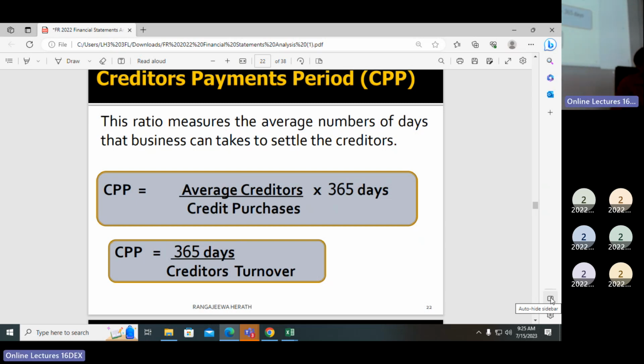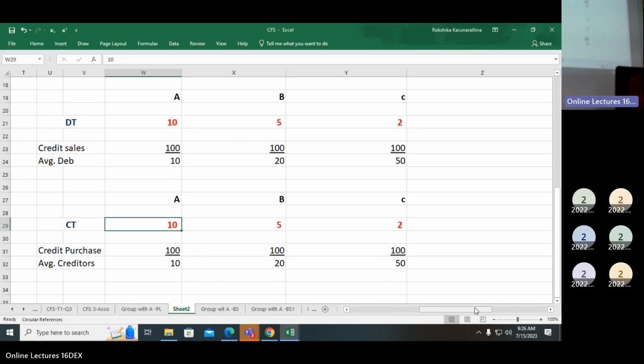Now, is a creditors payment period increase favorable or a decrease favorable? What is favorable? The number of days we can take to settle creditors. Increase is favorable. We have taken a long credit period from suppliers. You can take a longer credit period from suppliers. That is favorable. Right. Then we move to the next activity.